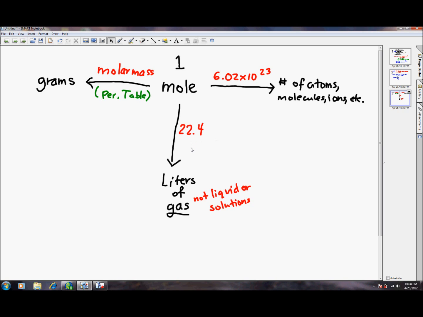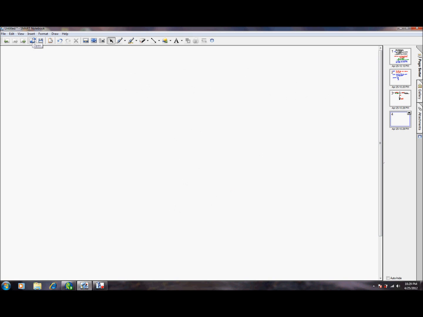22.4 liters at a certain temperature and pressure, which is called standard temperature and pressure. We'll talk about that in our gas laws unit. For now, you may assume that a mole of any gas will occupy 22.4 liters. Okay, so make sure you have copied this particular diagram down somewhere in your notes, because you're going to need to refer to it when we actually do some conversions. Okay, so to actually convert between particular units, you're going to need to use the factor label method.